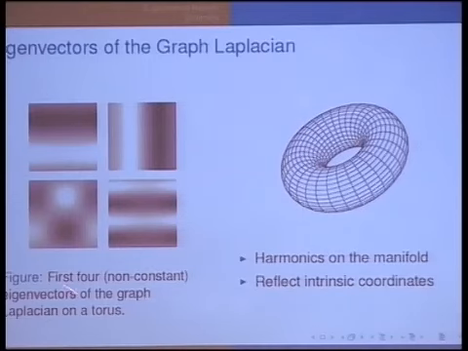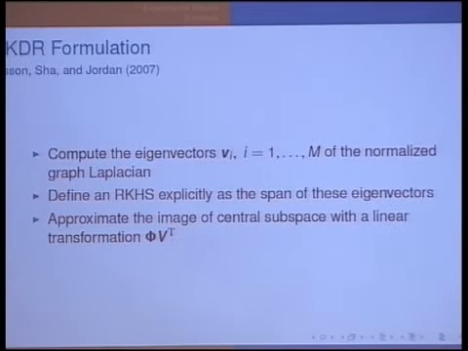This particular methodology finds the eigenvectors associated with the smallest eigenvalues of the Laplacian, and those have been analyzed by a number of people and shown to be approximations to eigenvectors of a continuous operator that give you coordinates on the manifold. So here, these first two are the two coordinates that you need to describe the torus. Okay, so we are going to use those eigenvectors in a KDR formulation.